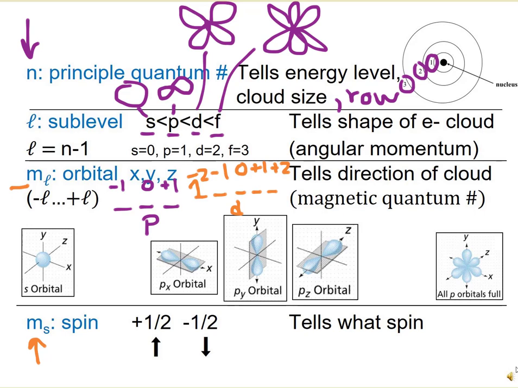If you have an up arrow in your orbital, it has a number of +1/2. And if you have a down arrow, then you would have a -1/2. So again, it just tells if your arrow is going up or down.